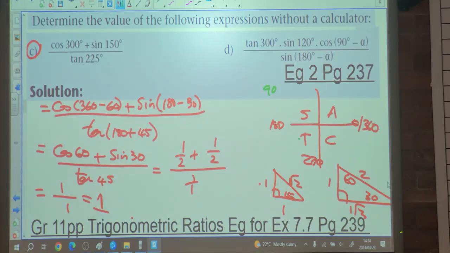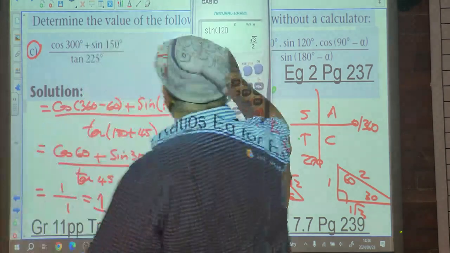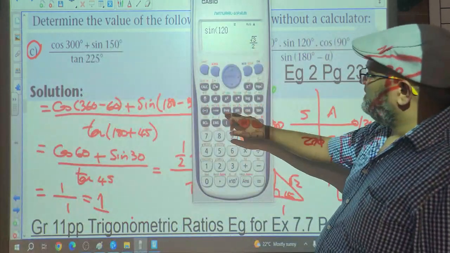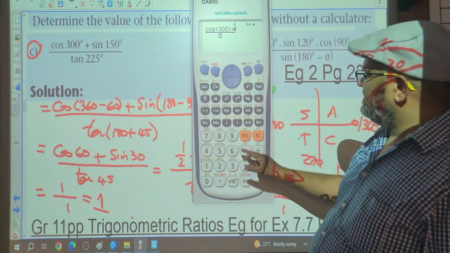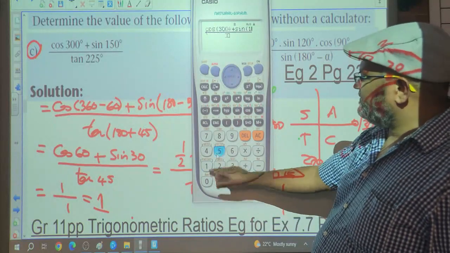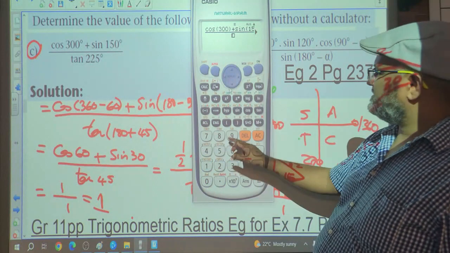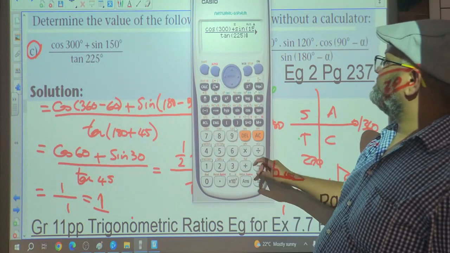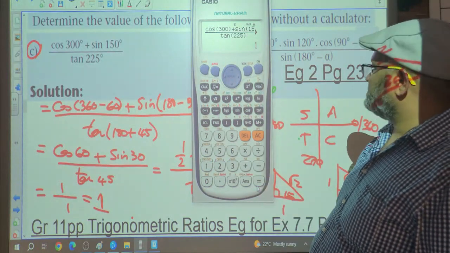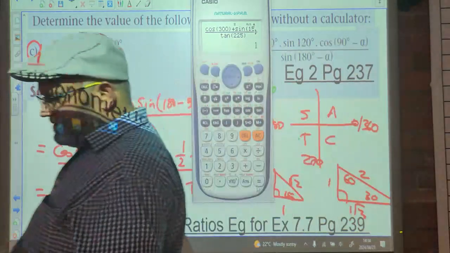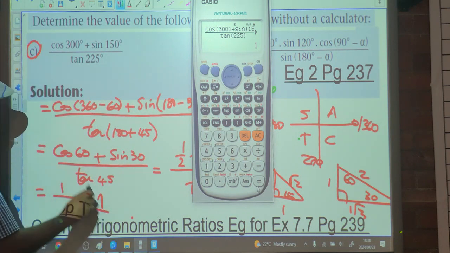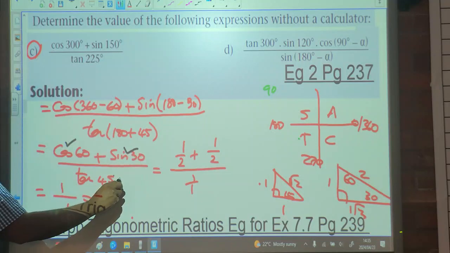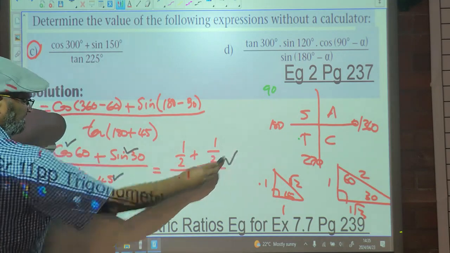Again, you can test that, people, in your exam. Just go, right, let's check if we're correct. Press the fraction, cos 300, close the bracket, plus sine 150, close the bracket, over tan 225, close the bracket, and it gives you an answer of 1. Don't do that at the beginning of the sum. And the right one is the solution. When we mark this, we mark here. You got that, your sign is right, and so on. You do the substitution, and then your answer.